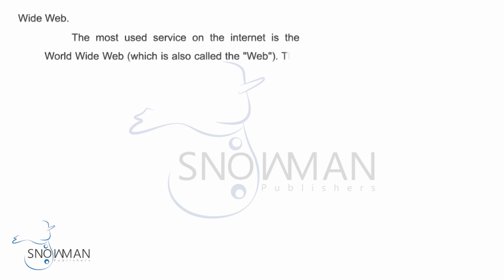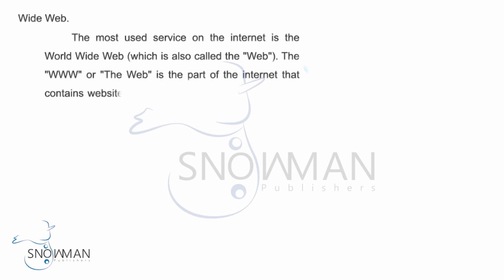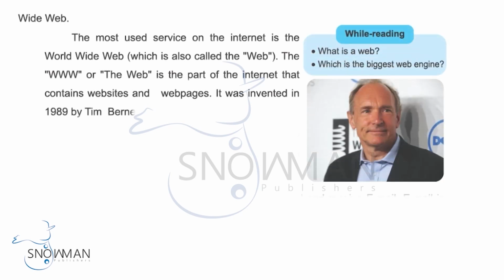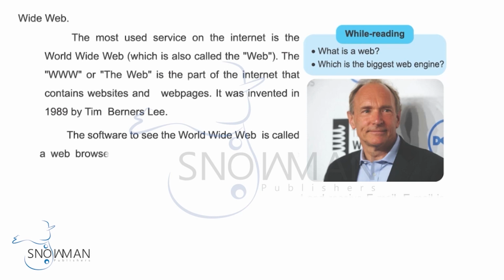The most used service on the Internet is the World Wide Web, which is also called the web. The www or the web is the part of the Internet that contains websites and web pages. It was invented in 1989 by Tim Berners-Lee. The software to see the World Wide Web is called a web browser. One also needs a connection to the Internet.